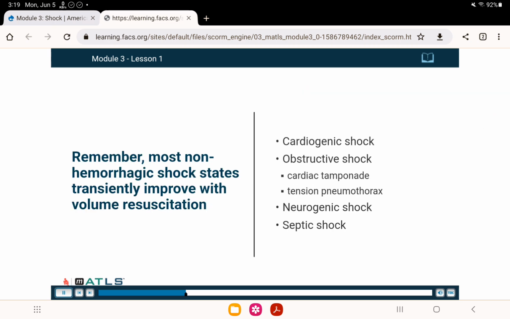tamponade, tension pneumothorax, neurogenic shock, and septic shock. Even without blood loss, most non-hemorrhagic shock states transiently improve with volume resuscitation.